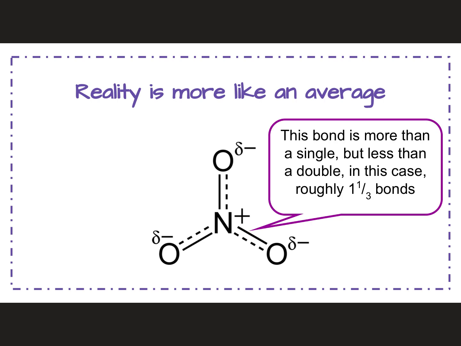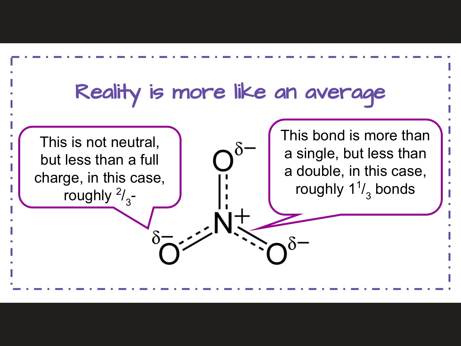So when we talk about these partial bonds, or these double bonds or triple bonds in a resonance structure, what's really going on is those individual bonds are stronger than a single bond. They're a little bit shorter than a single bond, but not as strong as a double bond. It's like 1 1/3. The charge on those oxygen atoms is not neutral, but it's not a full -1 charge either. In this particular case, it's going to be approximately -2/3. Again, this is what we see specifically for resonance structures.